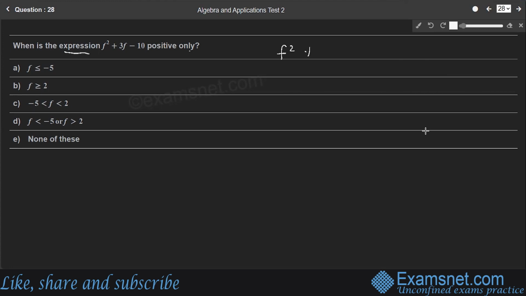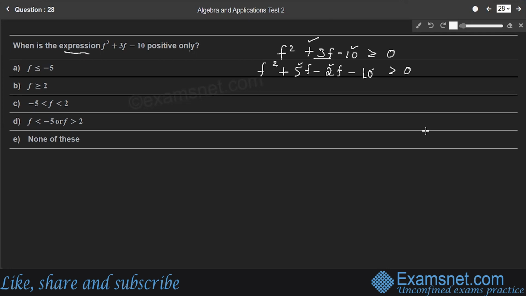So f square plus 3f minus 10 is greater than 0, right? So for what values of f is the given expression greater than 0? For that, let us solve the given expression. That means we are going to find the value of f. Right? So for that, let us split the middle term. Middle term is 3f. So 3f can be written as 5f minus 2f. So the product of 5 and minus 2 is minus 10, which is the last term, third term, right?